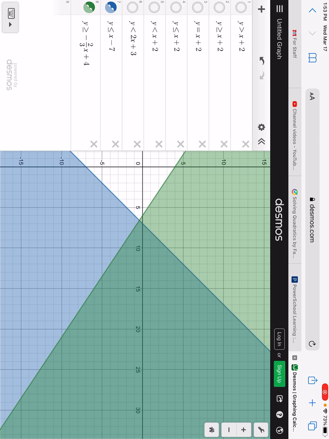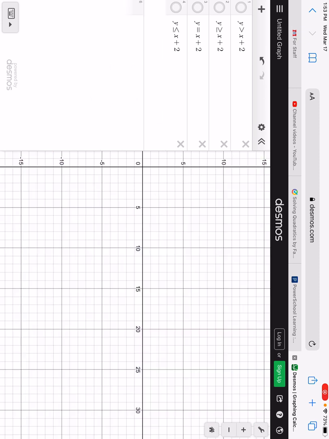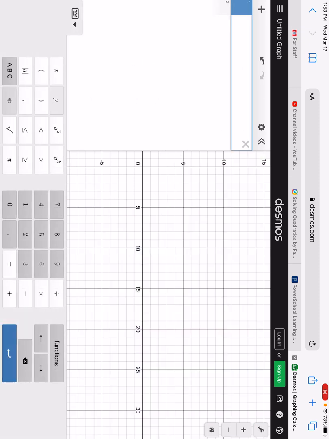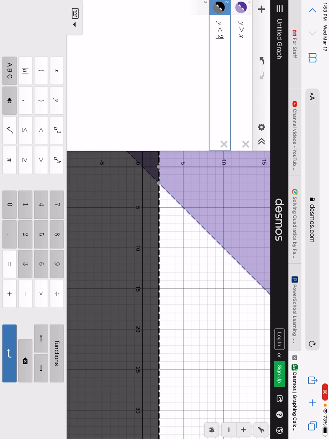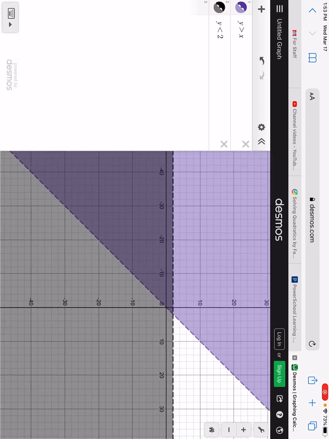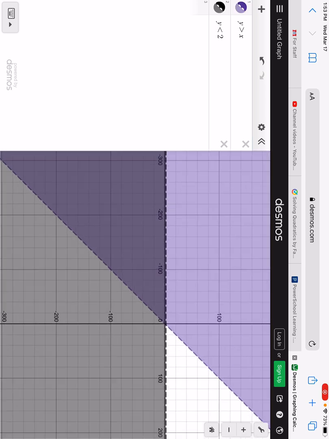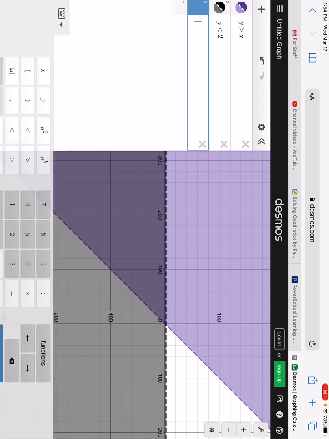There was one page, I think it was your try the sample quiz questions, and they gave you choices where you had to show the solution to which system of inequality. And I'm going to erase all these and type in what's on there. So the first one was y is greater than x. The second one was y is less than 2. And you had to find the solution area.